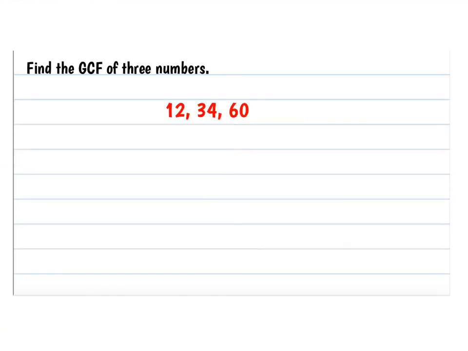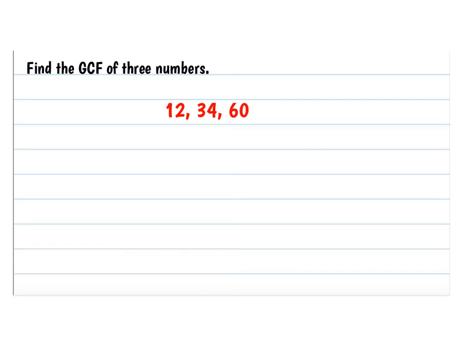Okay, so now we have the greatest common factor of three numbers. You could still use any of the three methods for this one. So you could list out all the factors and find the biggest one they have in common. You could do the tree diagram or the cake method. I'm going to use the cake method for this one.